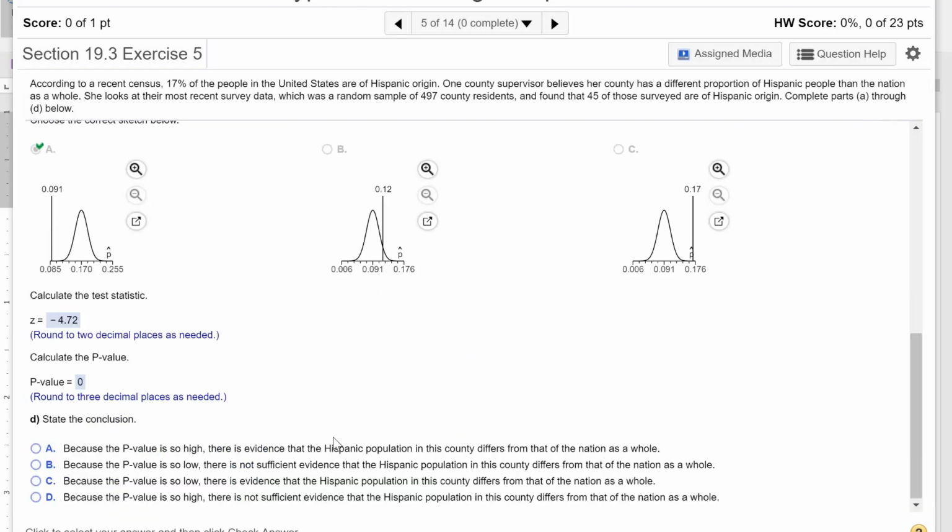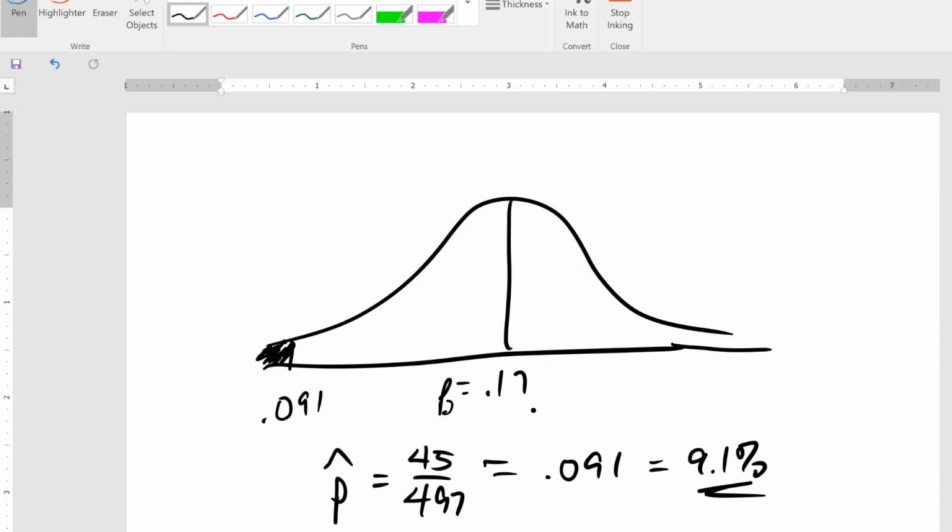Now our conclusion. So remember what this means. What did we just find out? If you look back at the curve that you drew, or that I drew, we're wanting to know how likely is it that I get a sample this small or more extreme, or smaller, if indeed our population were 0.17. Remember, this is our null hypothesis. This is kind of tricky to have to put together. How likely is it that I get this 0.091 or more extreme? It's pretty unlikely, 0.0001.